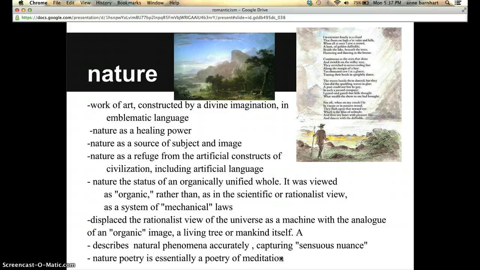Now, I had mentioned earlier that our faculty of imagination actually put us in the powerful realm of nature, but nature was also something that was at the heart of Romanticism beyond that. They looked at nature as a work of art. It was constructed by us and our imagination, and it created a language for us to understand the world. It was healing. It was the subject and the image of what they wrote about, how they perceived the world.